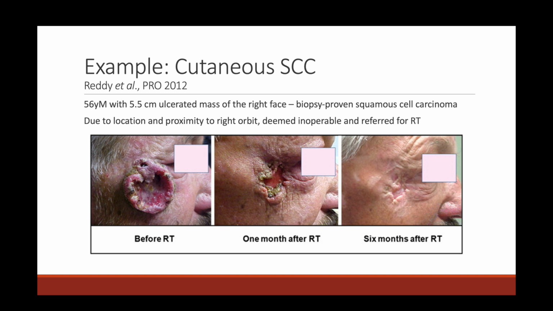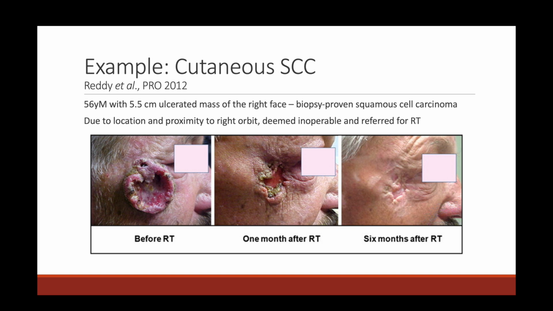I've just borrowed some pictures from it and used it as a premise to discuss the clinical applications of some of these formulas and considerations we discussed. So the patient in this case report was a 56-year-old gentleman who presented with a 5.5 centimeter ulcerated mass on the side of the face.